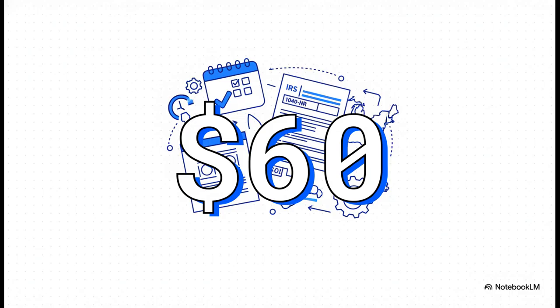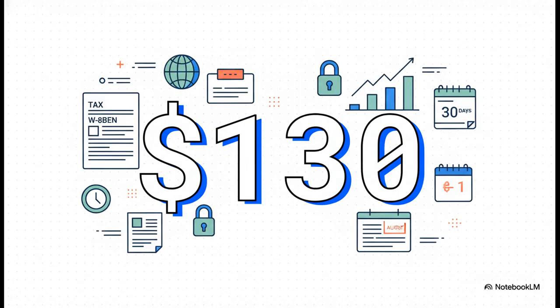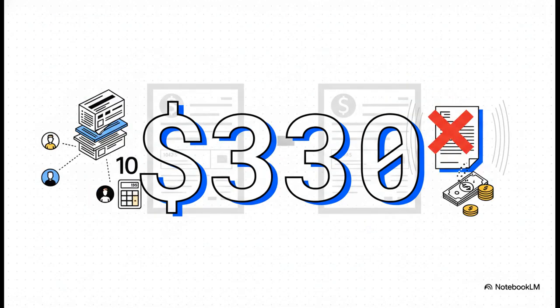If you catch your mistake really fast and fix it within 30 days of the deadline, the penalty is relatively low, $60 per form. But if you wait just a little bit longer, the price of that mistake more than doubles. Correct it after that 30-day window, but before August 1st, and suddenly that penalty jumps to $130 per form. And if you file after August 1st, or maybe you just don't file at all, the penalty for each and every form failure skyrockets to $330.